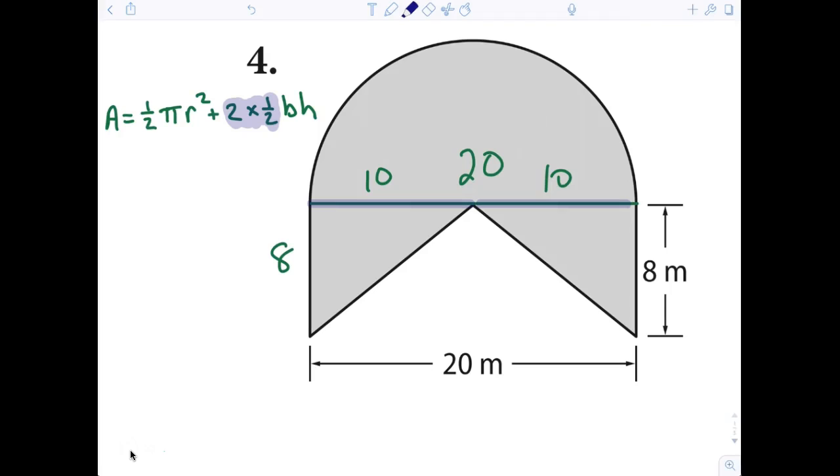Is everybody good with this? Now, here we go. A equals 1/2 pi. What's the radius? Somebody tell me what the radius of the circle is. 10. Good. Pi times 10 squared plus, what's the base of the triangle? 8. What's the height? 10. Beautiful. Now, why did I cross out the 2 and the 1/2? They equal 1. Thank you very much.